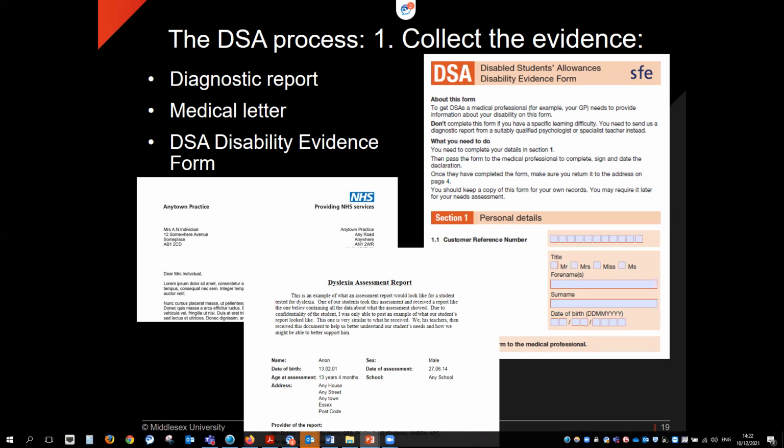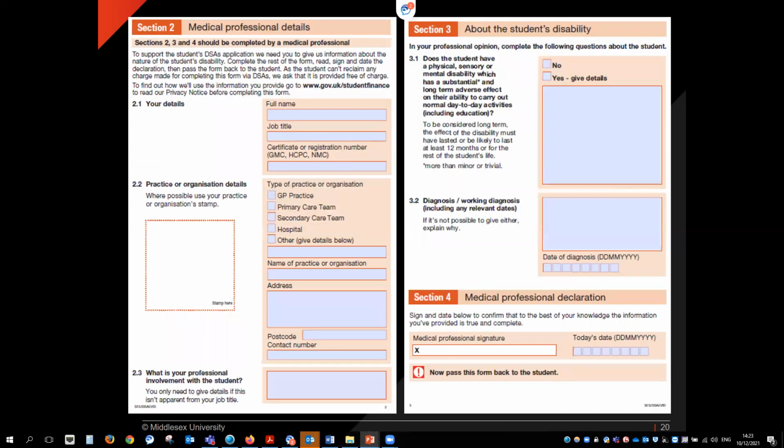So if a student comes to us and says, well, I have depression and my doctor knows about it, what do I do? We'll just advise them to get this form. We'll email the form to them and get them to fill it in and take it to their GP to complete the next 2 pages. So the first page is for the student to enter their names and their customer reference number for the DSA, for Student Finance England. The second page is just for the medical professional to enter their credentials and their address.